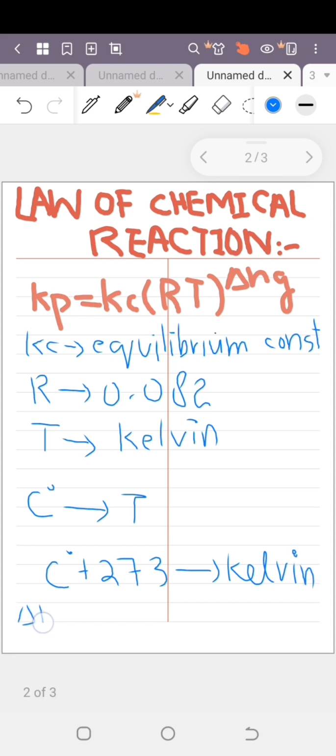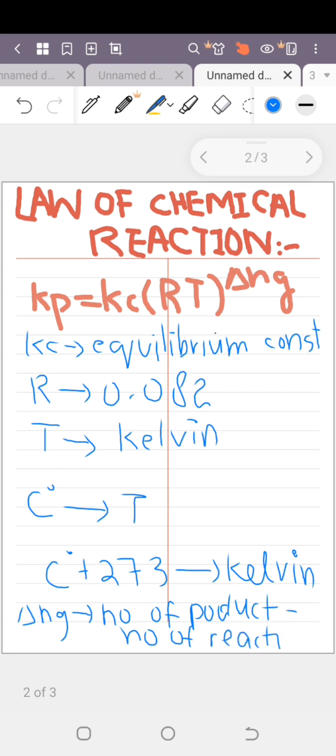With that, delta Ng represents the number of moles of products minus the number of moles of reactants. I hope this basic knowledge of the equation, the law of chemical equilibrium, is clear.